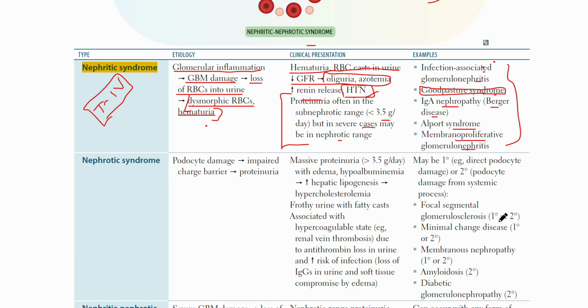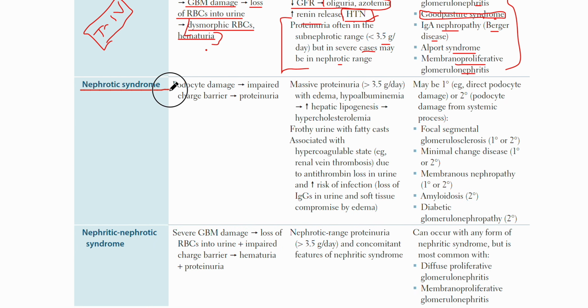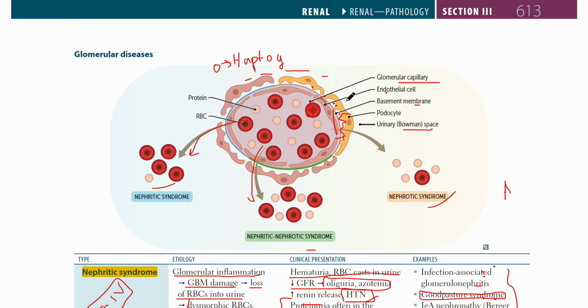These all are nephritic syndrome. Now let's talk about nephrotic syndrome, which is very important. In nephrotic syndrome, there is podocyte damage, and that will lead to an impaired charge barrier, causing proteinuria. So these podocytes are damaged, right? So that is what happens in nephrotic syndrome.